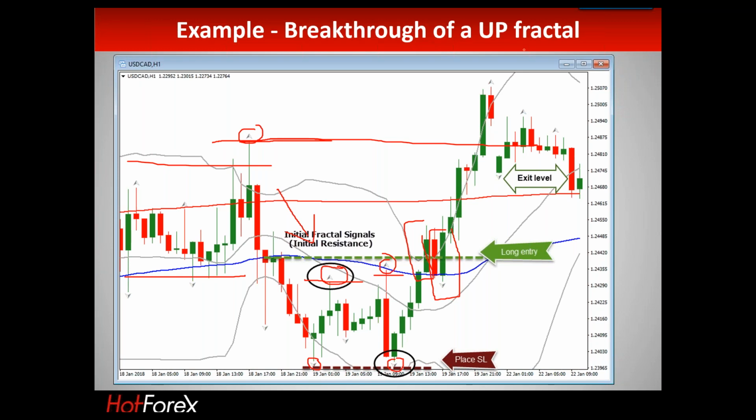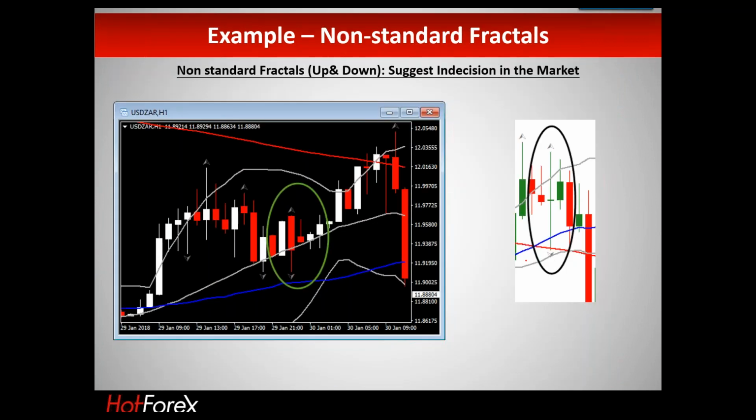So if I was trading this pair, on the break of this resistance, I would have a target up to this latest fractal over here, and the stop loss at this support area over here. Yeah, that was an example of a long position.